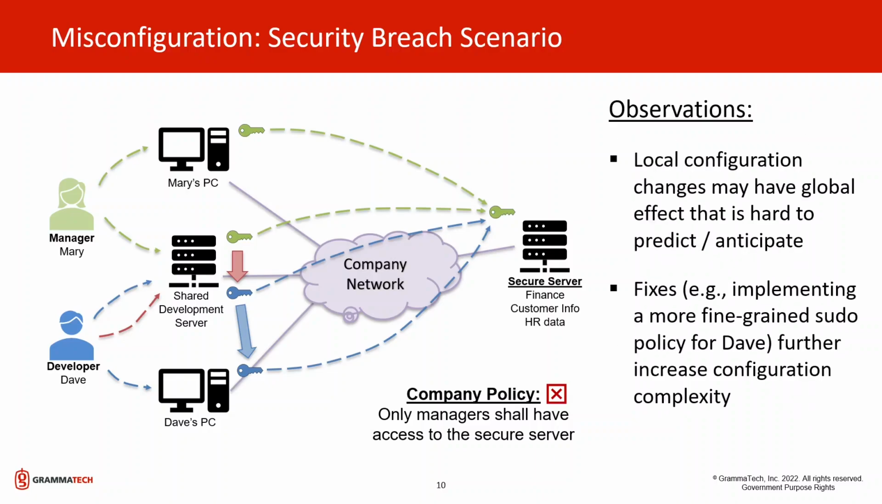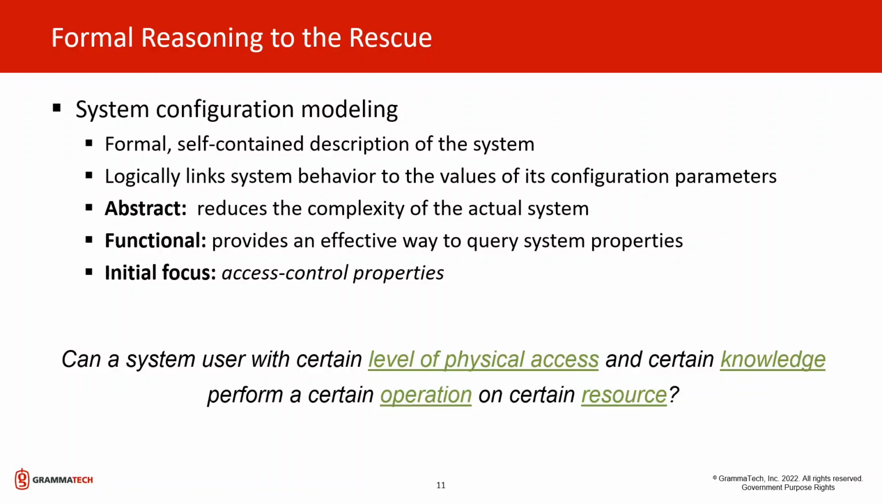There are a couple of general observations I would like to make here. First, it is hard to predict the global effect of local configuration changes. Here, for instance, local configuration changes that were made to the development server enabled unauthorized access to a completely different part of the system. Second, potential fixes for configuration issues like this, for instance putting in place a more fine-grained sudo policy, only complicate things further and make it even harder for humans to perceive the system-wide effect that such configuration changes may impose.